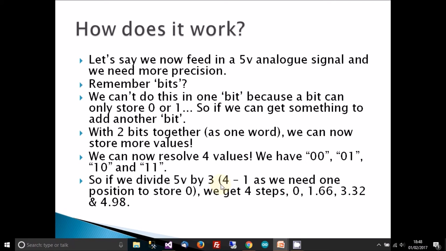Okay, so if we divide 5 volts by 3, I know it says 4 up there, but remember, we've got a 0 value as well. So if we divide 5 volts by 3, we'll get 4 steps. It will actually give you 1.66, and that's the amount per step. So the first one, 0 0, can represent 0 volts. The second one, which is 0 1 in binary, can represent 1.66 volts. 1 0 in binary can represent 3.32 volts. And finally, 1 1 can represent 5.98 volts. Okay, so by using 2 bits instead of 1 bit, we can get more resolution. As you can see here, the resolution is still very, very limited, but we've got some resolution.